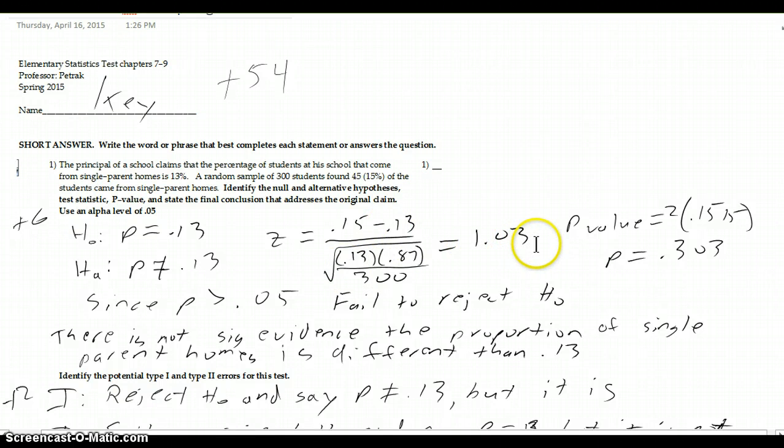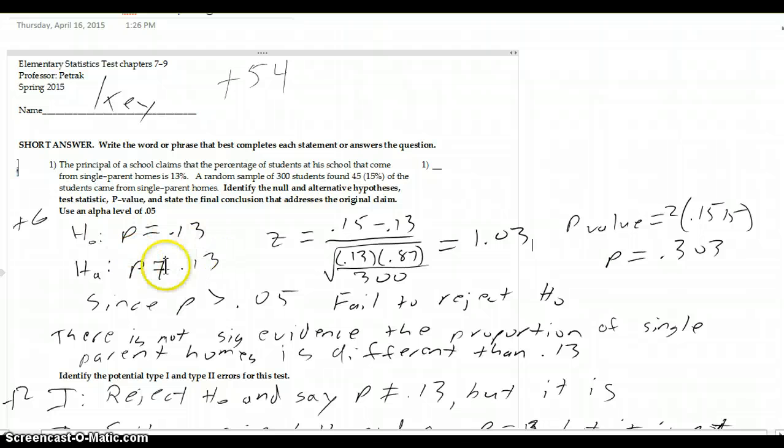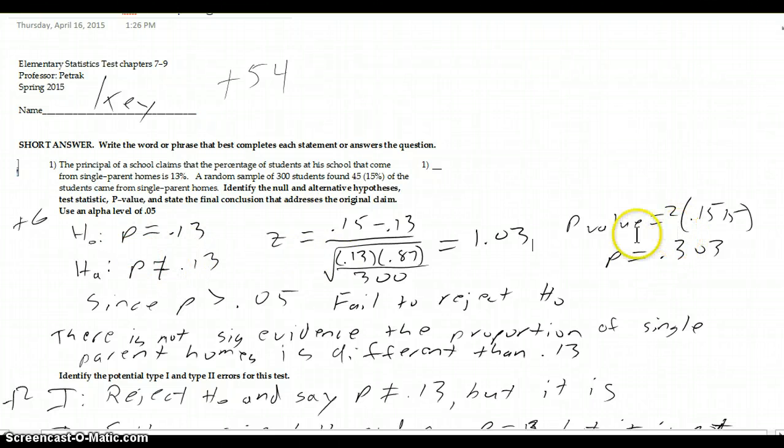And if you look up 1.03 on our z-table, and we're looking for area above that, that's going to be 0.1515. And since it's two-tailed, we should double that. I didn't get too picky on that, but most of you did do two-tailed and most of you did double it. If you made it one-tailed, so no, we think it's greater than, that's fine. I accepted that as well.